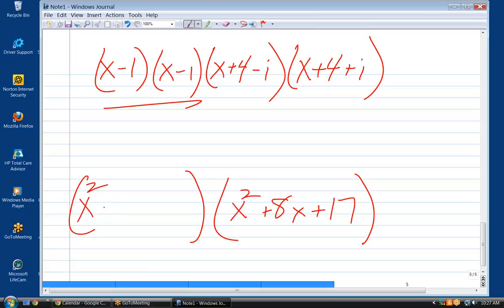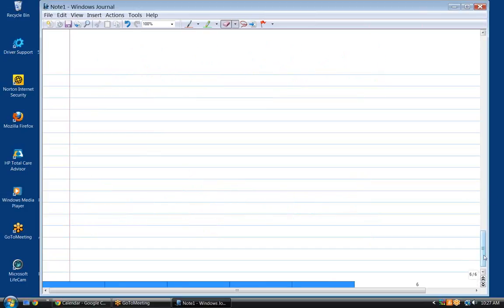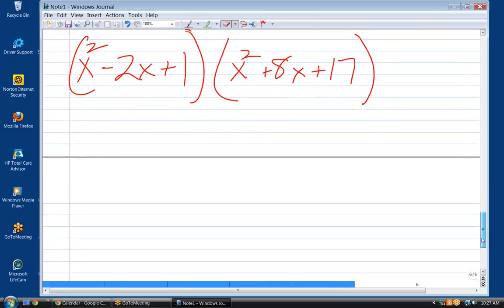x squared minus 2x plus 1. And if you don't have that memorized, you probably should try to memorize it. Because it's much easier to just know what that binomial squared is rather than having to FOIL it every single time. And only because you're going to have to do it a million times over the next few years. So you might as well memorize what it is. And then put this together.